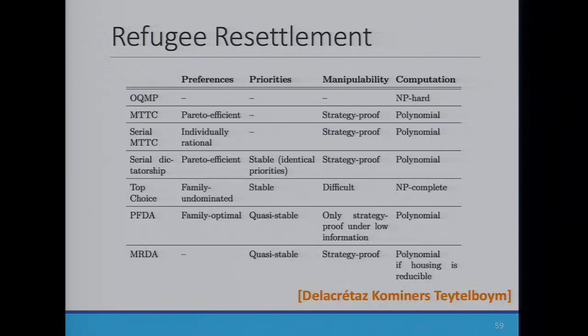This is a table from their paper where they're just comparing all these different mechanisms that have nice properties: Pareto efficiency, strategy proof, stability. So there's a lot of questions here of just what mechanisms should you use if you want to integrate refugees into communities. And refugee resettlement is a very big problem right now, as you probably are aware. It would be very good to improve the way that refugee resettlement is done, especially because if communities are happy with the way that refugees are integrated, they're more likely to take more refugees. And there are a lot of refugees that need to be resettled.